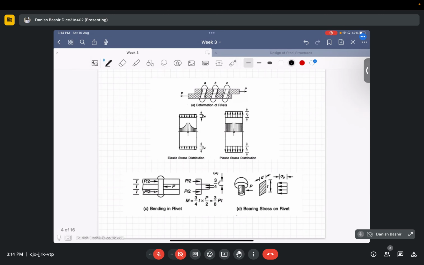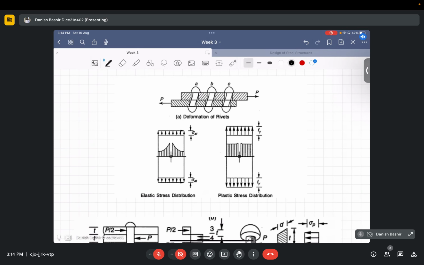So like here in the diagram I have shown you, there is one load acting in this direction, one load acting in this direction. These were the initial configuration of the rivets like this, and this. After deformation, they have bent like this and this. So this is the deformation of the rivets.